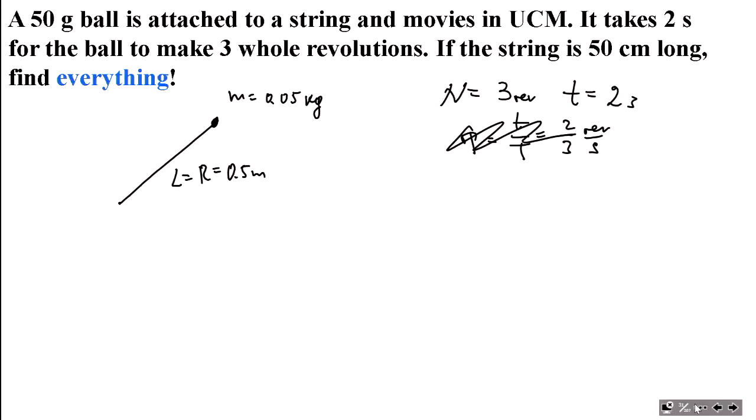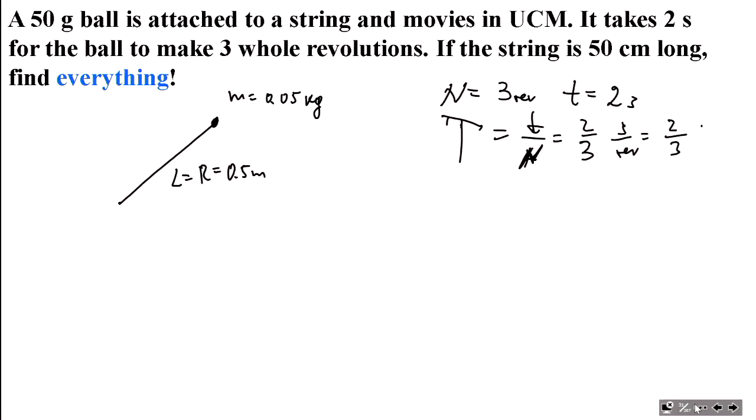What did I do? No, sorry. I wrote the wrong letter. It should be T over N, E over N, 2 over 3 seconds per revolution. But we don't write revolutions. Normally, we just write seconds. That's it.